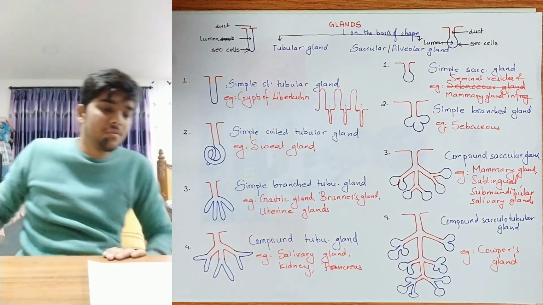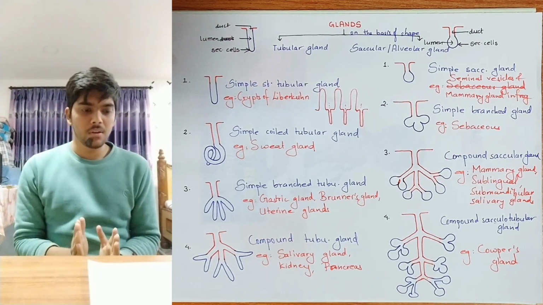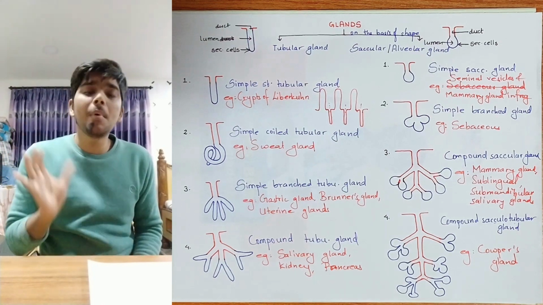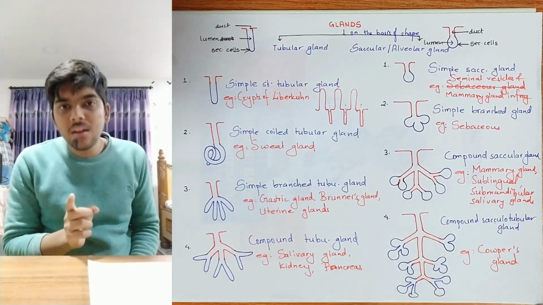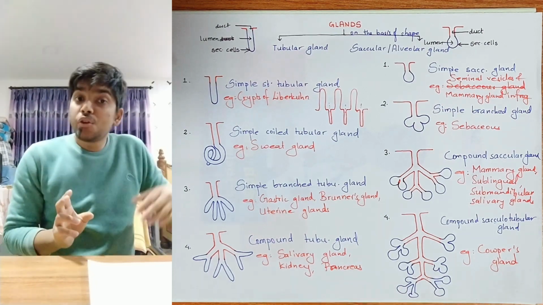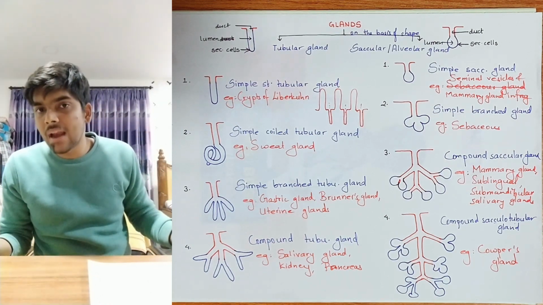Okay, let me revise it for you. And I want you to listen very carefully. So there's glands, right? On the basis of shape of the gland, I'm talking about this shape. On the basis of shape of the gland, they are majorly categorized into 2 types. There's your tubular gland, and then there's your saccular or alveolar gland.